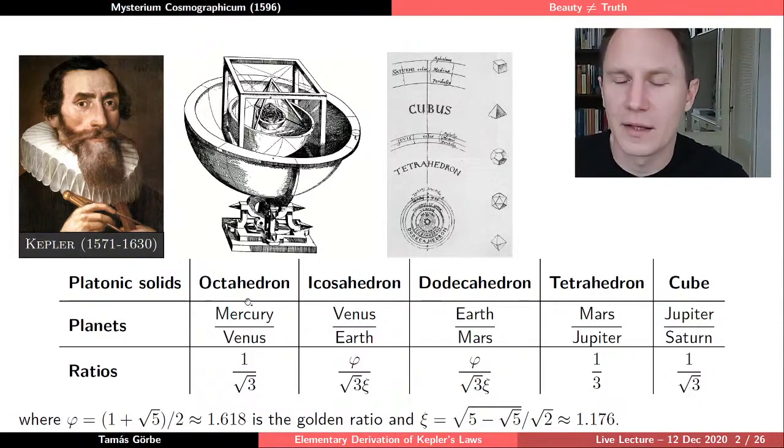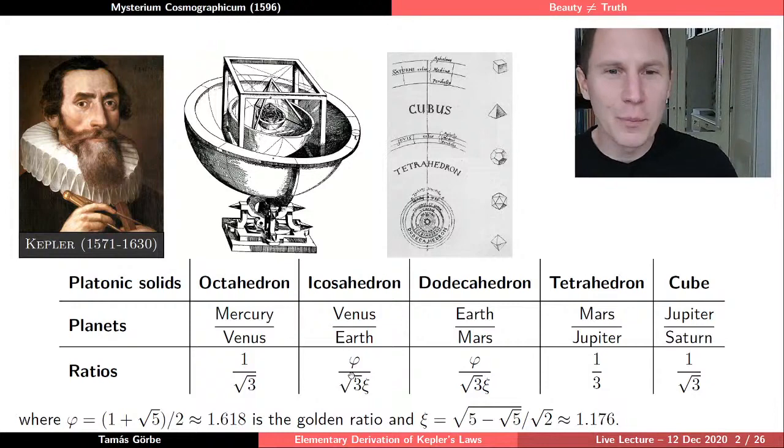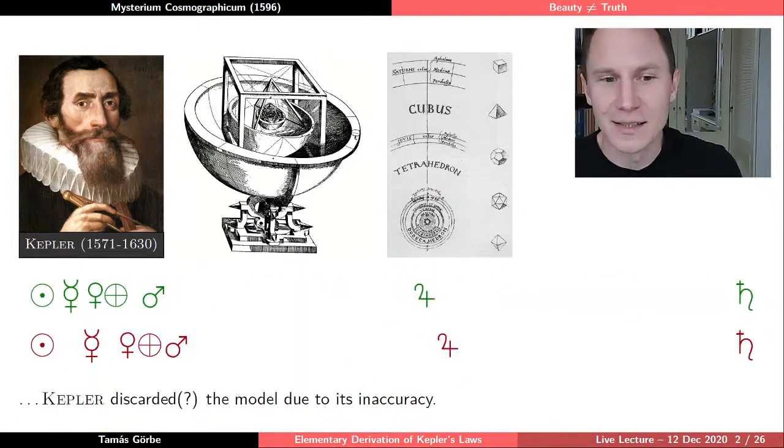So this sort of idea, this structure, would give you ratios between the orbits of the planets, like so. So we see numbers like 1/√3. We see the golden ratio appearing. So it's all very exact and precise. The only problem is that it's wrong.